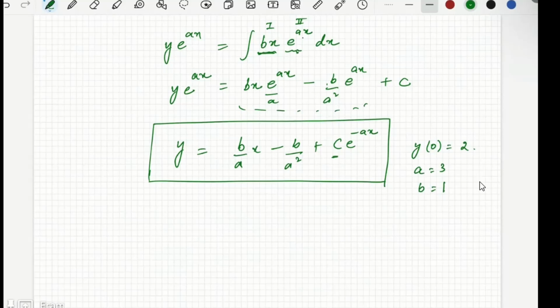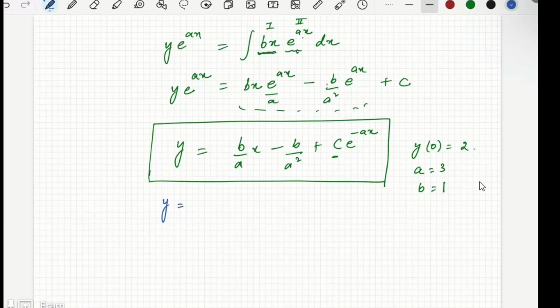Anyone has solved for C? Is it 2, ma'am? 2. Okay, I haven't solved it, so let's see what it comes out.